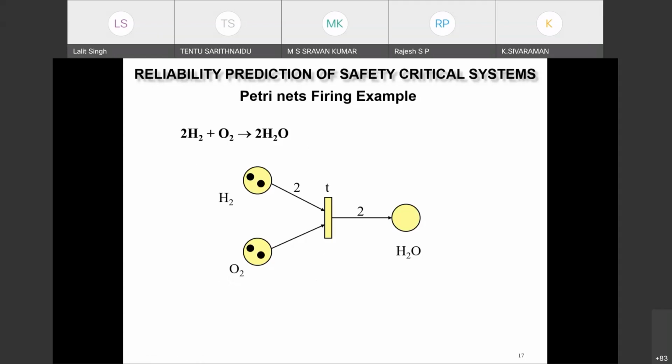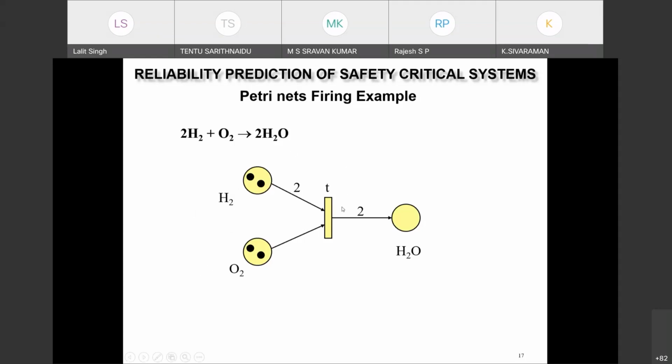But how many tokens will be moved out from the input places and how many will be deposited to the output place? That will depend on the weight of the respective arcs. In this figure, the weight of the arc connecting the hydrogen place and transition T is 2. So after firing T, because if any transition is in an enabled condition, it fires, 2 tokens will be moved out from the hydrogen place and 1 token will be moved out from the oxygen place, because the weight of the arc connecting the oxygen place and transition T is 1. So in total, 3 tokens will be moving out from the input places.